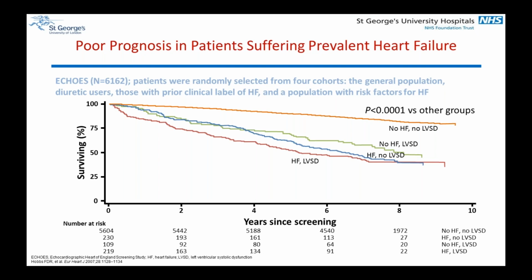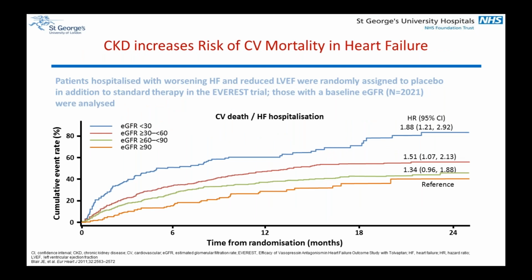Now, if you add chronic kidney disease on top of that, the prognosis is even worse. And this is shown in this particular slide, which is the placebo arm of the EVEREST trial. You can see that patients who have a GFR of more than 90, shown by this orange line, have a much better prognosis than patients who have a GFR of less than 30 in this blue line. And the green line and the red line are in between, with CKD stage 2 and CKD stage 3. So this is no CKD, CKD 2, 3, and 4 or 5. So you can see that as GFR worsens, the prognosis worsens.